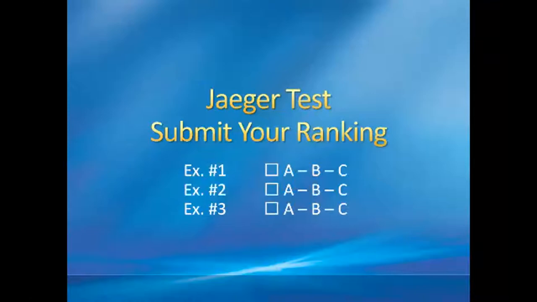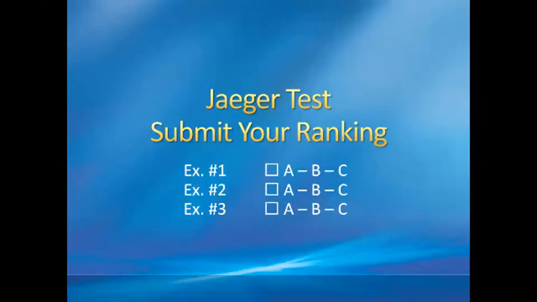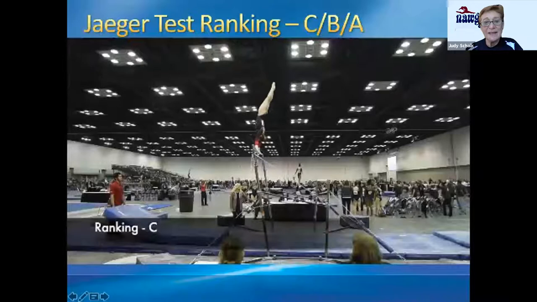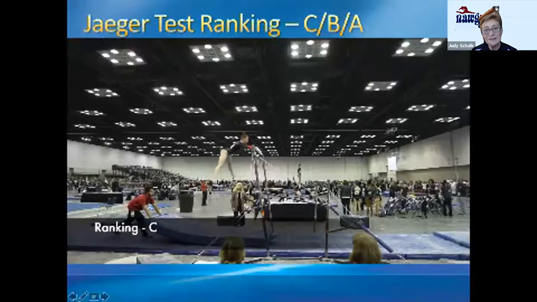All right, you ready to see the poll? Okay, you bet. So CBA was our top choice by far, and I do agree with you. CBA, and these are the reasons. Let me make this go away. Incomplete low backswing, minimal height, hips below high bar on catch and poor angle of backward extension, body shape and execution errors.